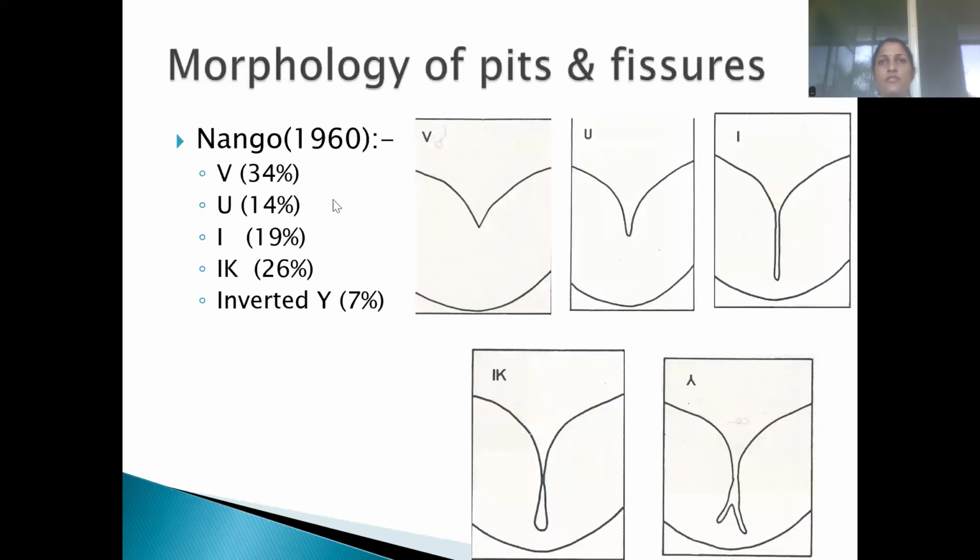So Nango in 1960 classified the pit and fissures into various types depending upon the structure, that is V type, U type, I type, IK, and inverted Y type. Among these, V and U are considered self-cleansing pit and fissures, whereas I, IK, and inverted Y are susceptible to caries.